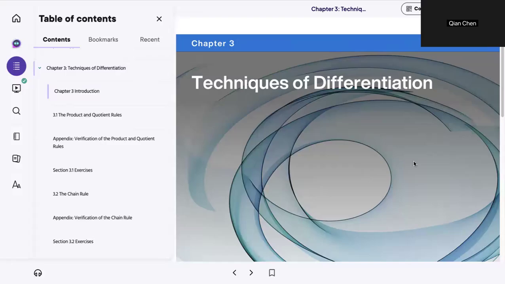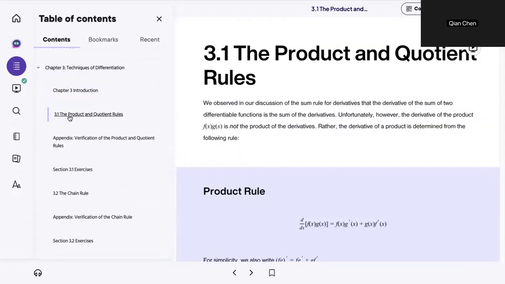Okay, we're starting chapter 3. Chapter 3 talks more about derivatives, so techniques of differentiation. First we're going to talk about the product rule and quotient rule, then the chain rule. The chain rule I mentioned earlier a little bit, but we're going to go in depth on the chain rule.